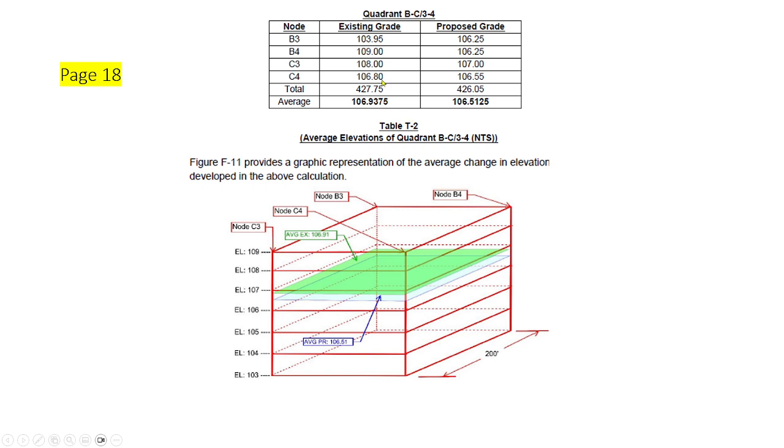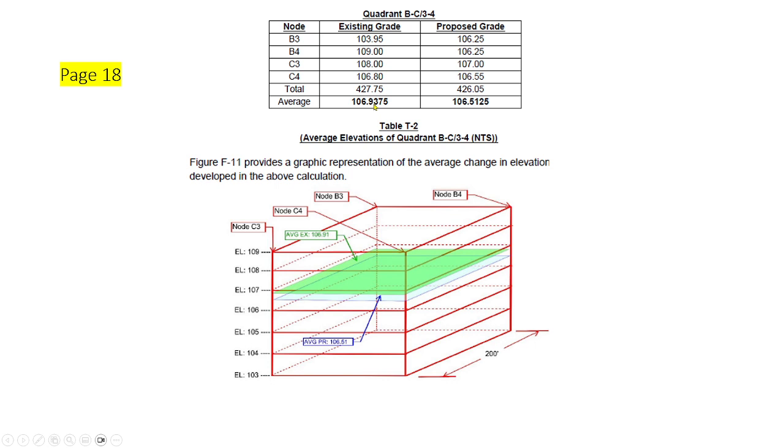So you got that? I took the average of the nodes, the 4 nodes for existing, totaled it, divided it by 4, came up with this. This is the average existing grade for that quadrant at the nodes. This is the total for the proposed, and this is an average. So take 106.